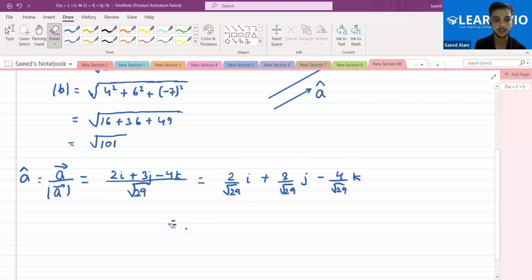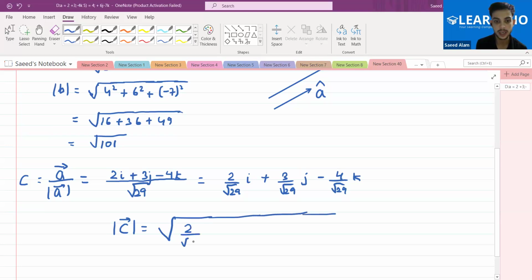In order to find out the magnitude of A cap, actually let us say that this is some vector and we need to find out the magnitude. So let's name this vector C. In order to find out the magnitude of C, what is required? That will be the square root of the sum of the squares of all these three terms, that will be (2 by under root 29) whole square plus (3 by under root 29) whole square plus (minus 4 by under root 29) whole square.